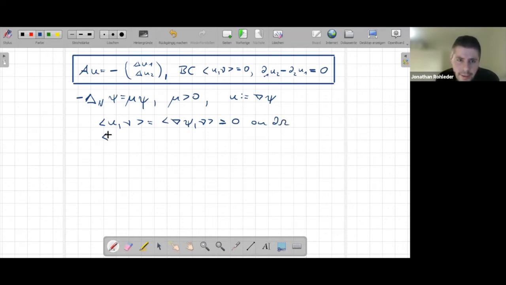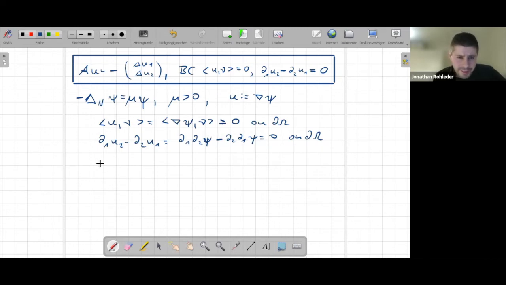And if I look at the other condition, then I see that d1 u2 minus d2 u1 would be just d1 d2 psi minus d2 d1 psi, which is 0, not only on the boundary but in particular on the boundary. And of course, u would satisfy the differential equation, so Au is equal to mu u. So if you take any eigenfunction of the Neumann Laplacian corresponding to a positive eigenvalue, then its gradient would be an eigenfunction of this operator.